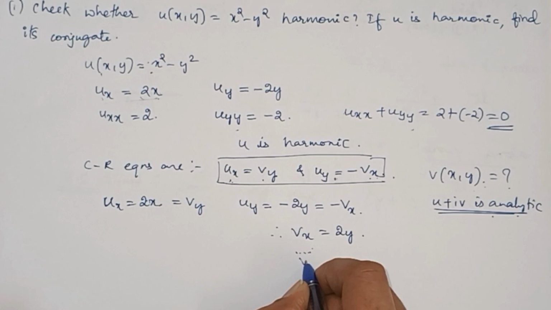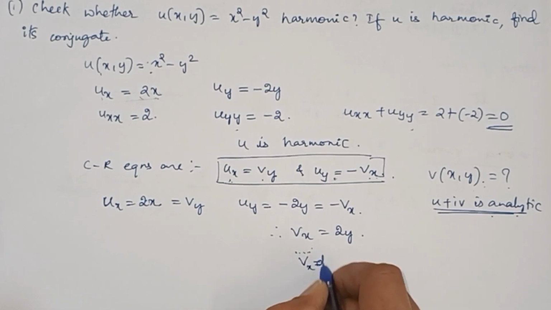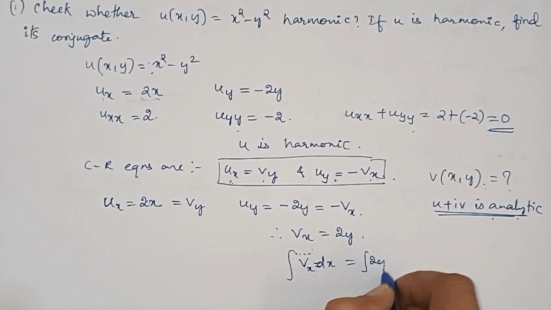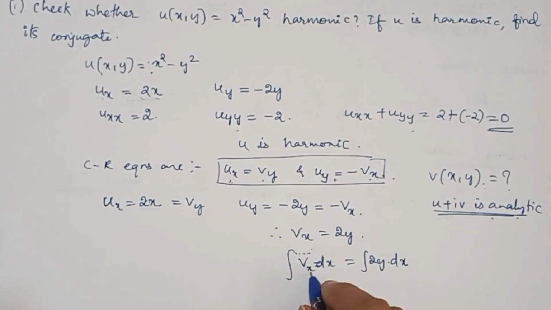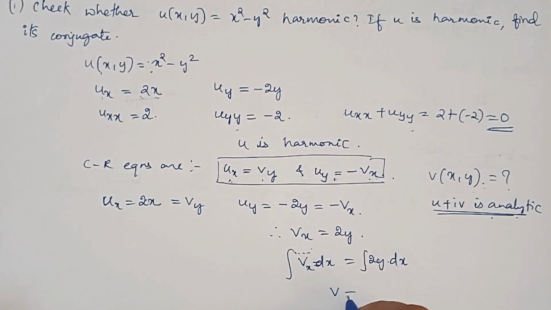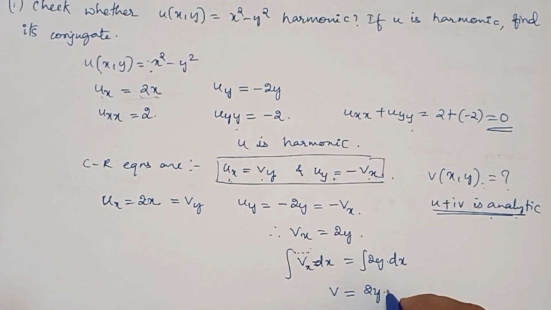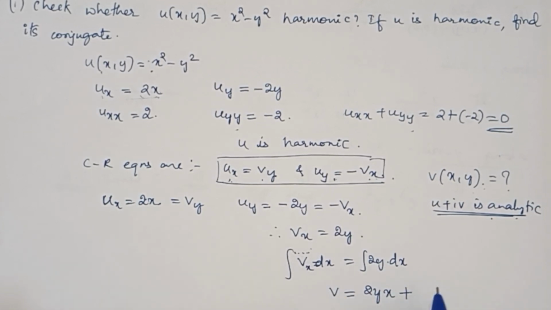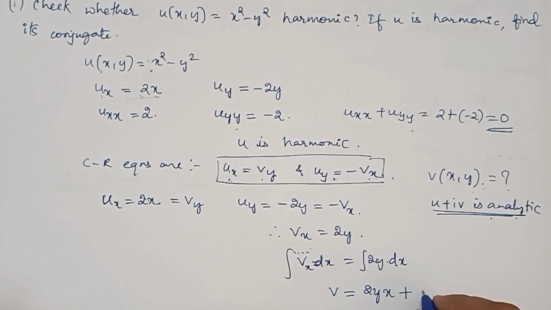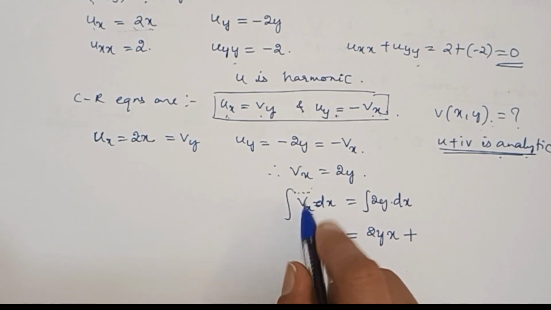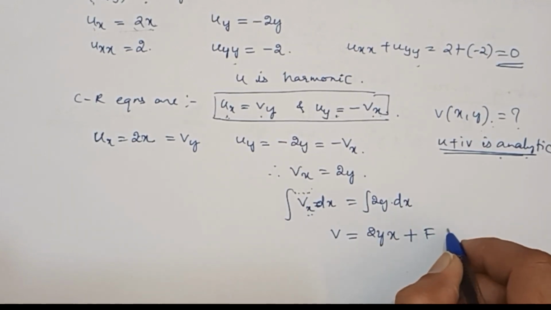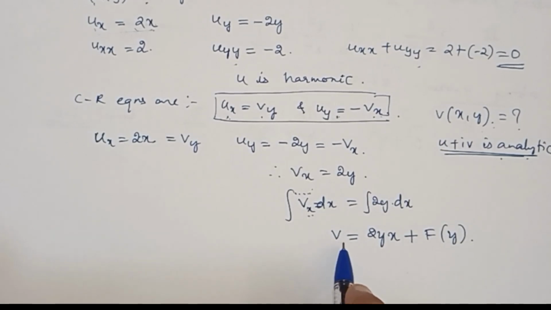So vx with respect to x is equal to integral of 2y with respect to x. So that gives you integral and this derivative differential cancels. So we'll get v equal to 2y is a constant, integral of 1 with respect to x is x, plus you have to add some function of y. That is because we are integrating with respect to x. Y is a constant, therefore it is some function of y. So we got v as 2yx plus some function of y.